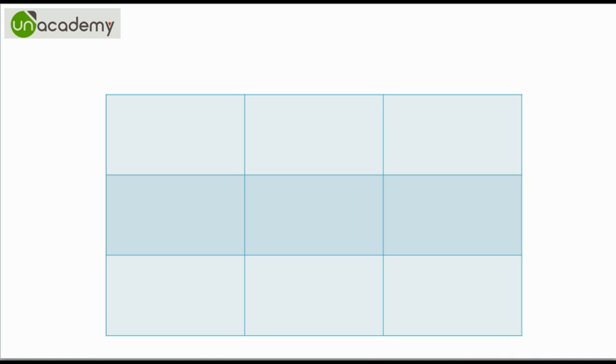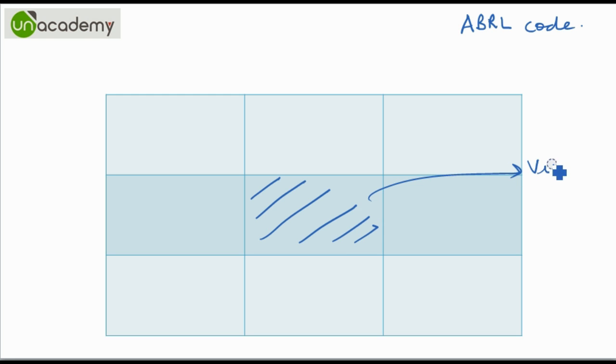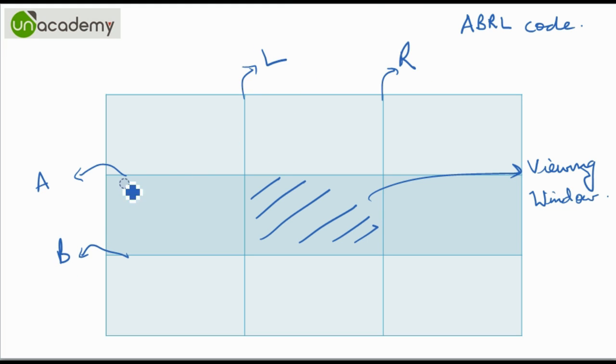So let us first formalize something for the cases which do not lie in either trivially reject or trivially accept. We will have something called an ABRL code. What is this ABRL? This center box here is our viewing window. And these axes are A, B, R, L. What does this mean? Above, bottom, right and left, clipping edges.